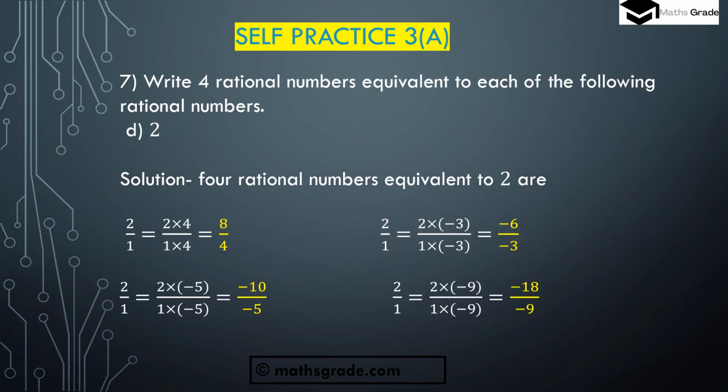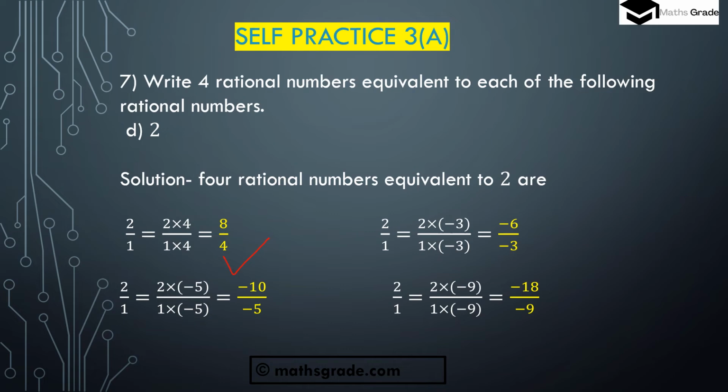Now we solve question number 4, part D: 2. Four rational numbers equivalent to 2 are: we can write 2 as 2 divided by 1. If we multiply the number 4 with both numerator and denominator of 2 divided by 1, we get 2 multiplied by 4 is 8, and 1 multiplied by 4 is 4. So we get 8 divided by 4, which is equivalent to the rational number 2 divided by 1.